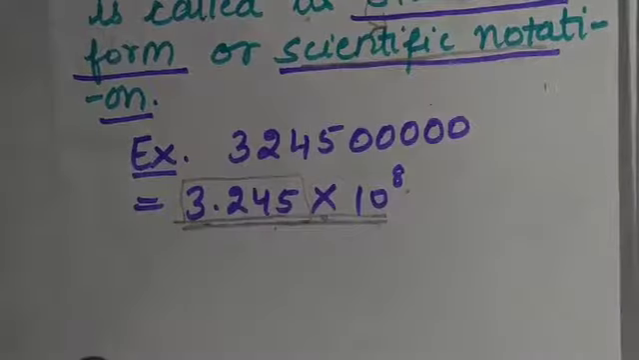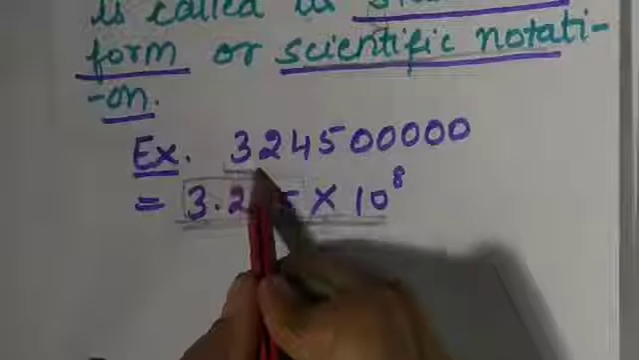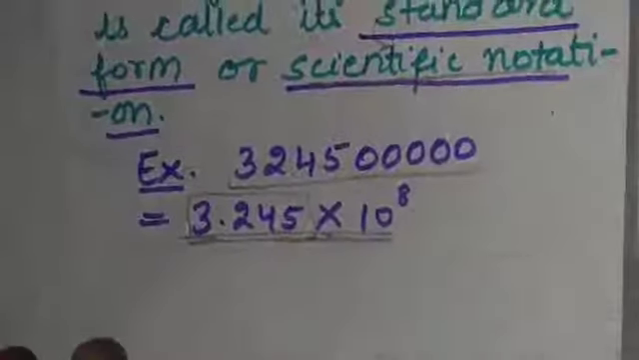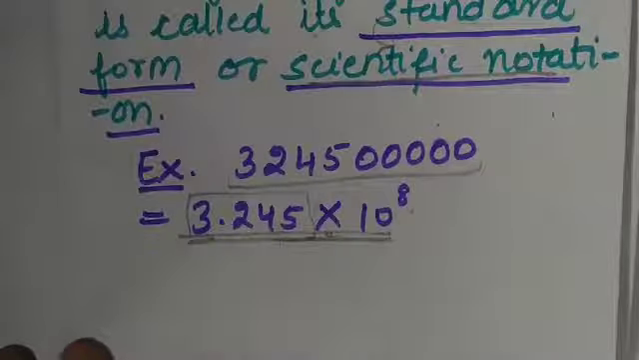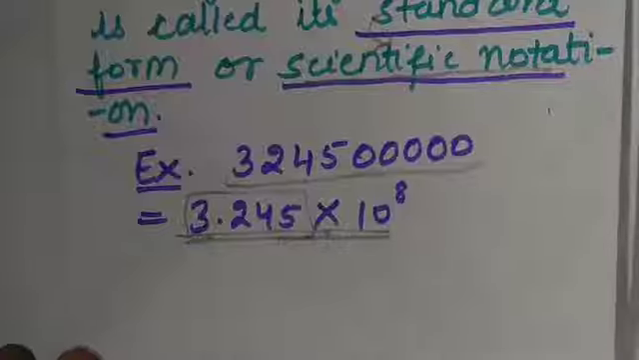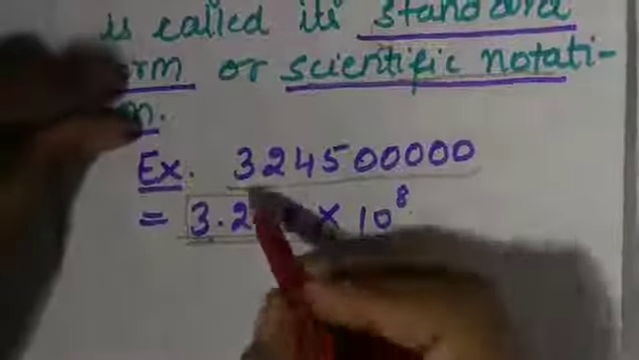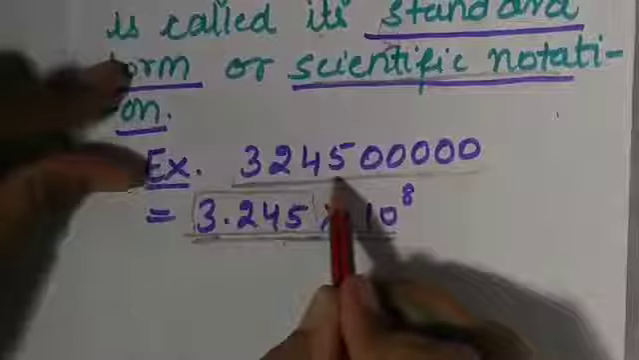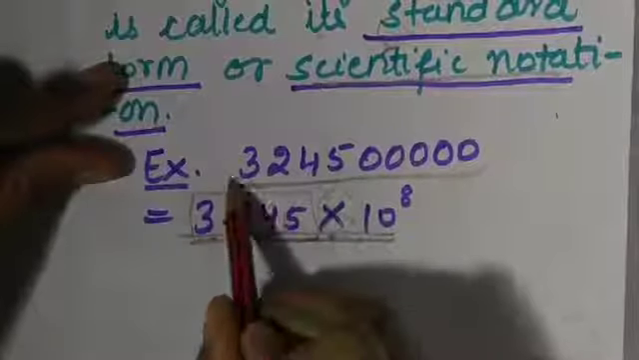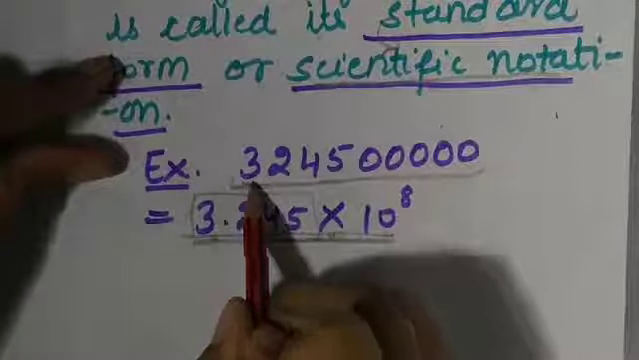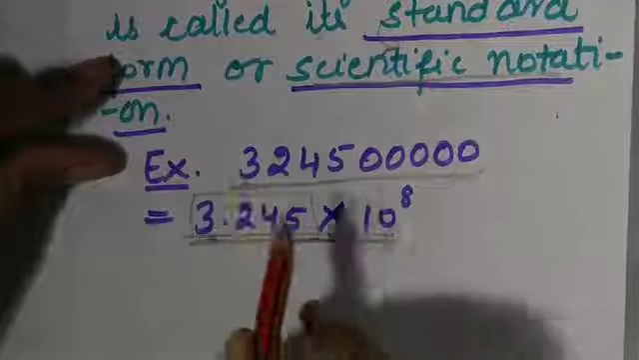Now how will you write the standard form? Suppose I have been given a huge number, and I have to write this in standard form, or you can say scientific notation. So first thing, you have to express this number as a decimal number that is lying between 1 and 10.